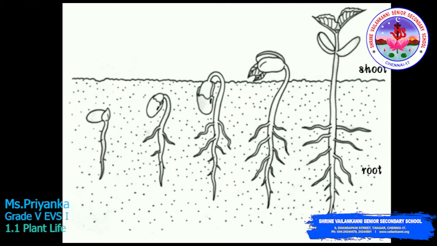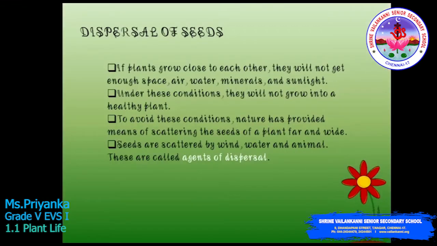Okay, so next is the dispersal of seeds. This topic is very important. Okay, so listen carefully. Just imagine, suppose all the seeds from a plant fell on the ground near the plant itself. What will happen? All the seeds that fall near the plant, if they start to grow, what will happen?